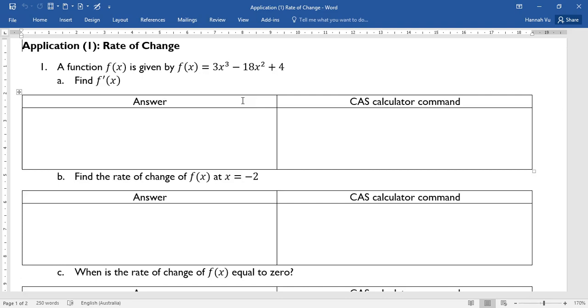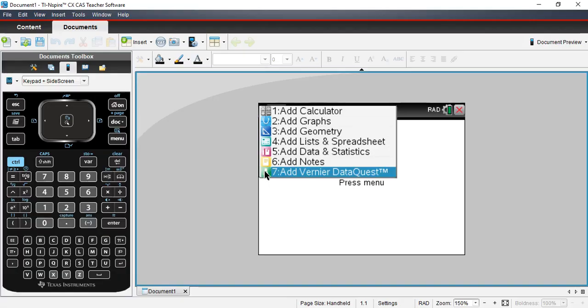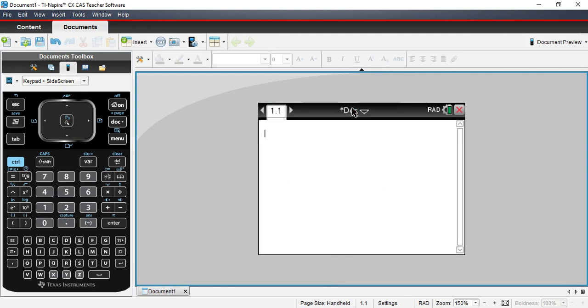So we have a function given by that. You need to find the derivative, find the rate of change, and explain when the rate of change is equal to 0. So Cass, if I asked you to do everything in the CAS, where do you start? I'm going to add calculator. Where do we start?